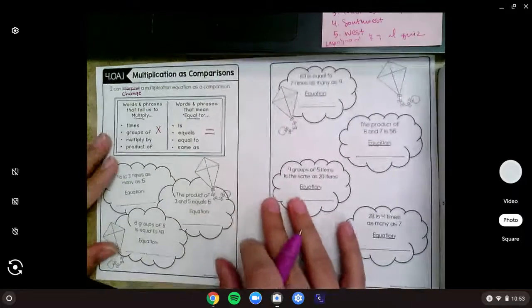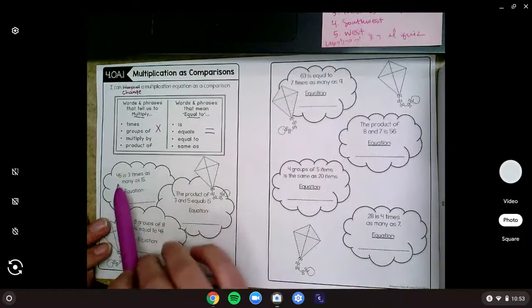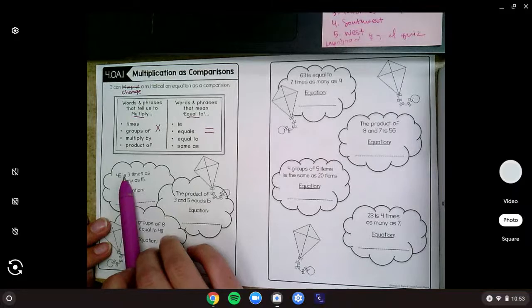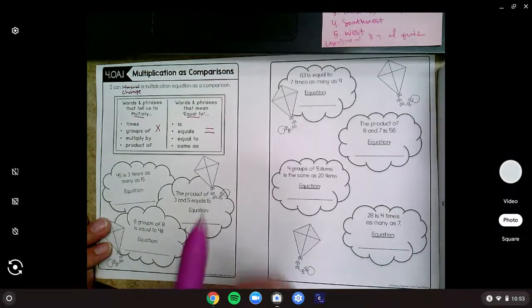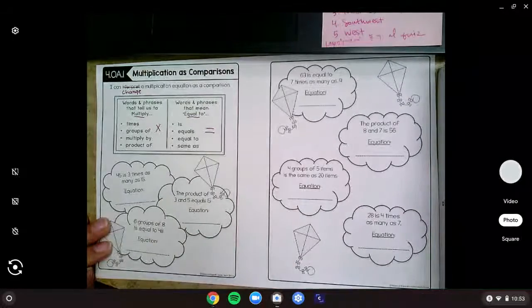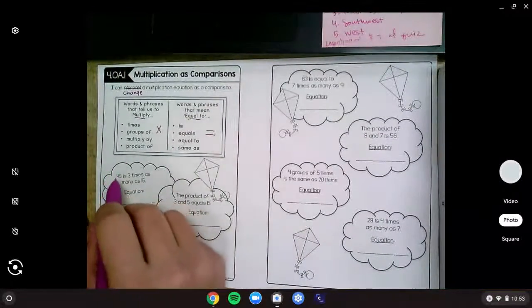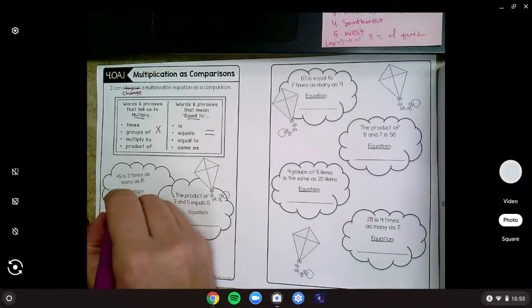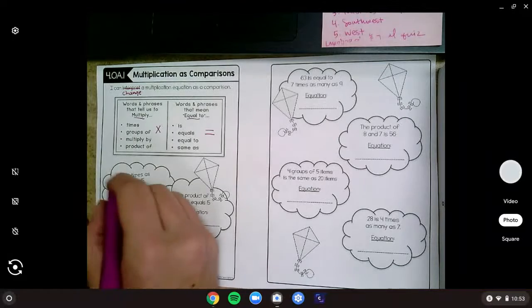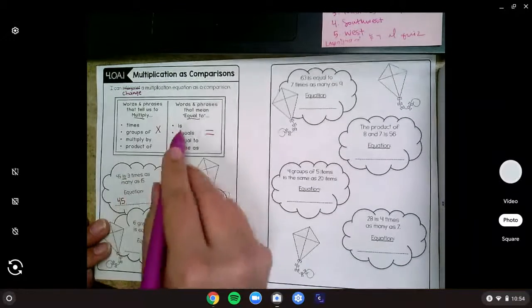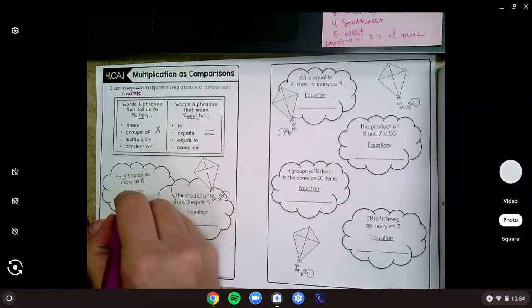So let's do two practice ones together. Let's look at this phrase first. 45 is 3 times as many as 15. Now we're going to try and make it exactly the same, but with math signs instead of words. So I have my 45. I'm going to start with that because there's nothing else. So 45 is. Ooh, that is tells me equals. So instead of is, I'm going to put an equal sign.